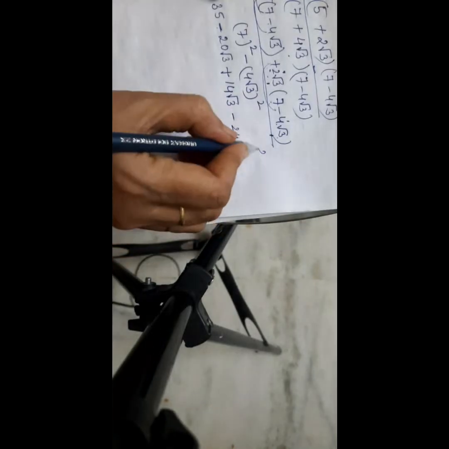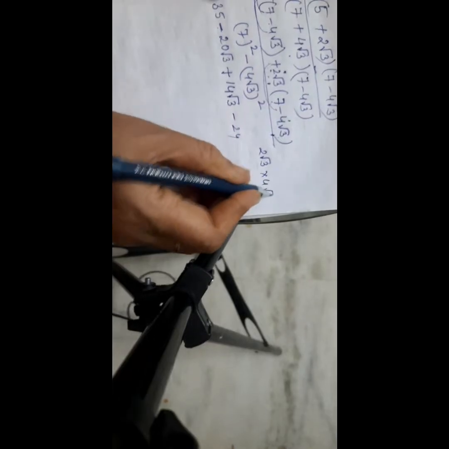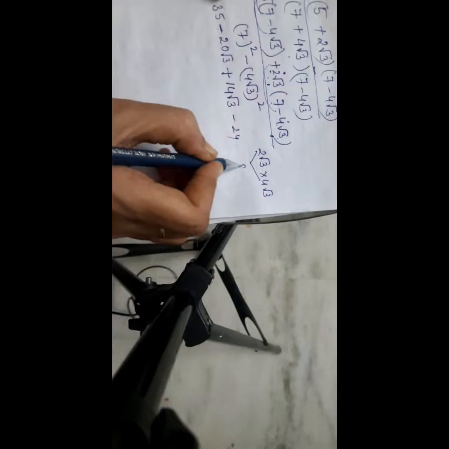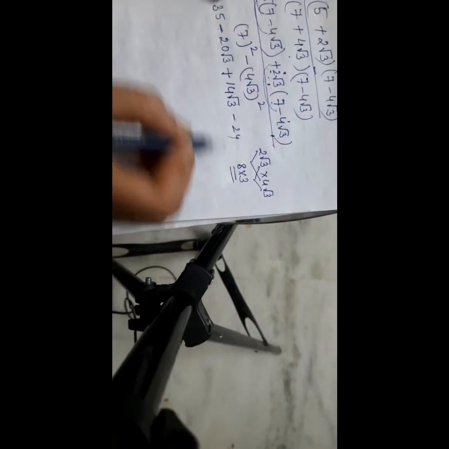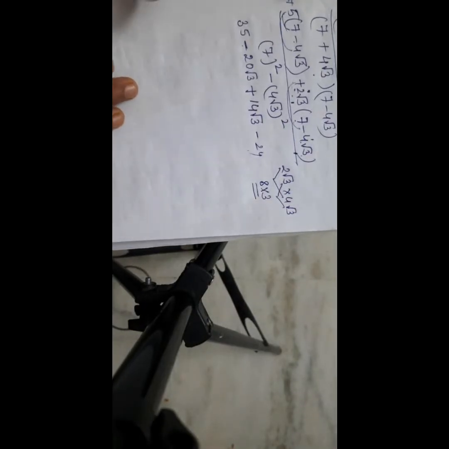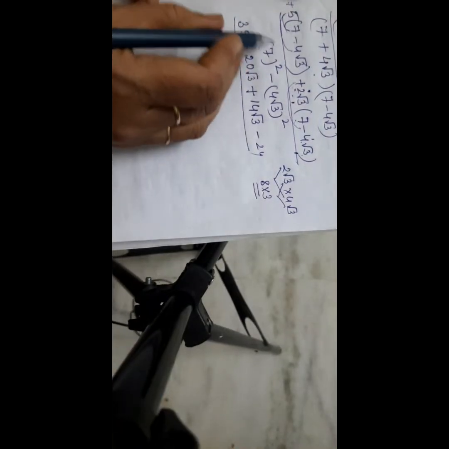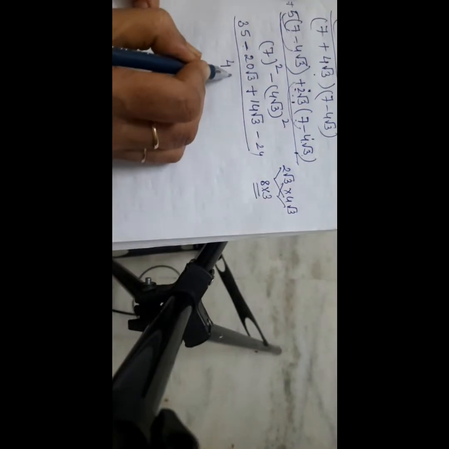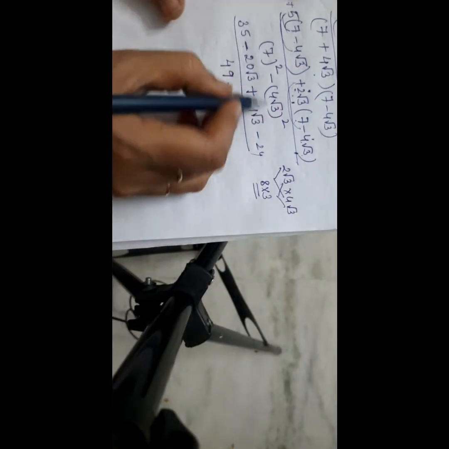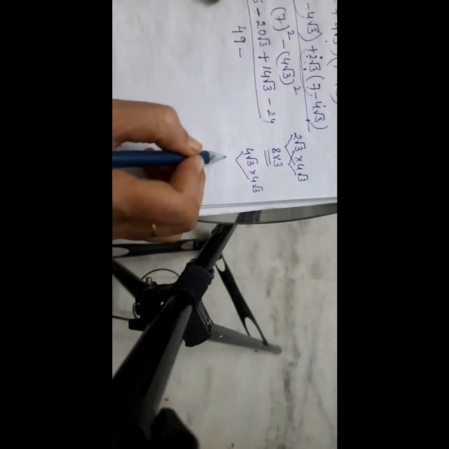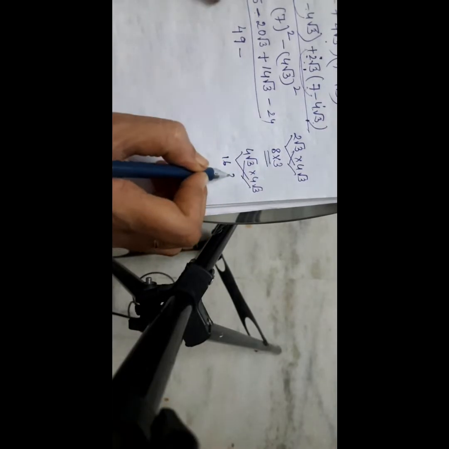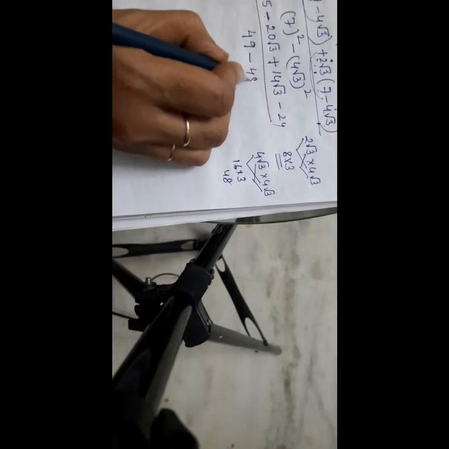How did we get this 24? 2 root 3 we multiplied with 4 root 3. First multiply the numbers: 2 fours are 8. Root 3 times root 3 is 3. Multiply them: 8 threes are 24. Now root 7 square is 49. How to make a square of this? If you are unable, just write it down, it will make you clear. 4 fours are 16, root 3 square is 3. 16 threes are 48. Minus 48.